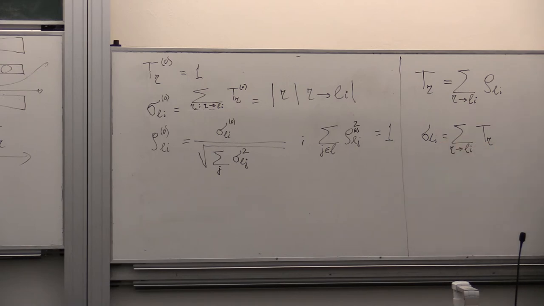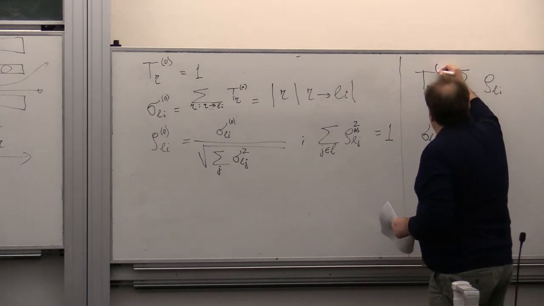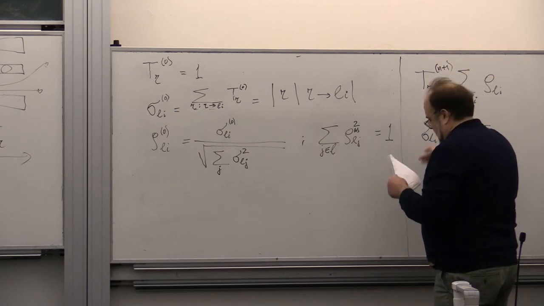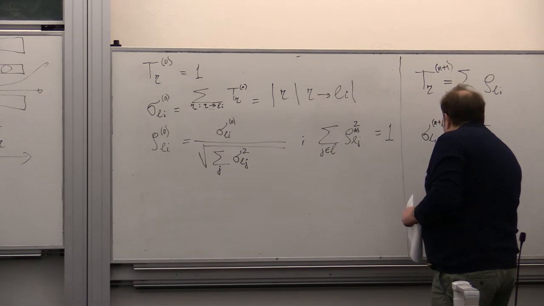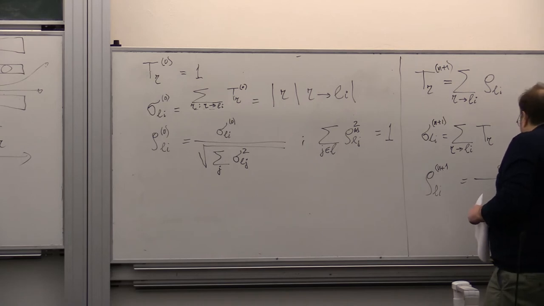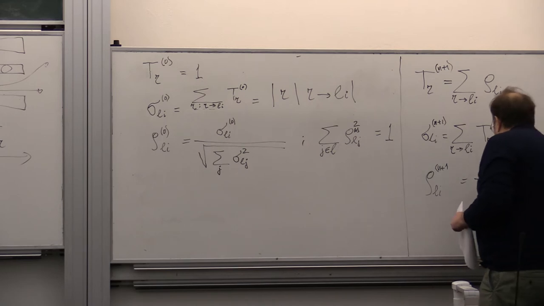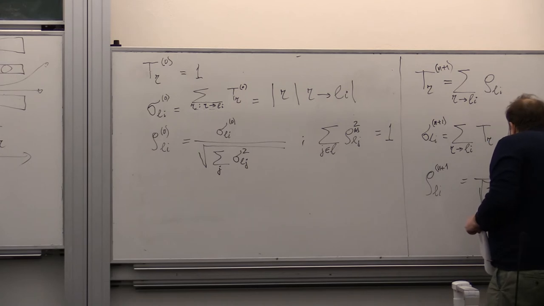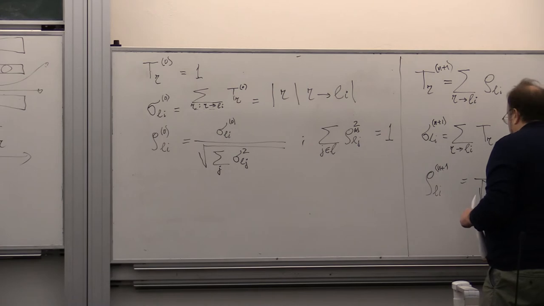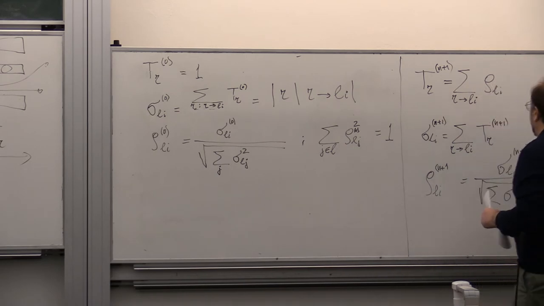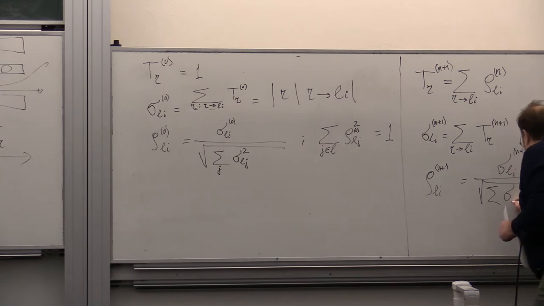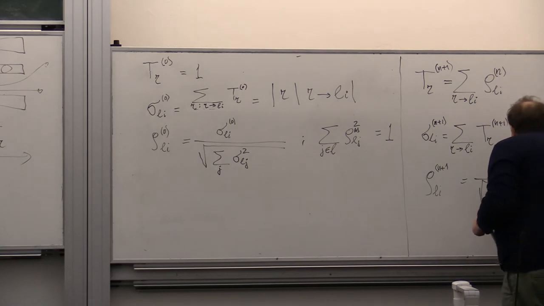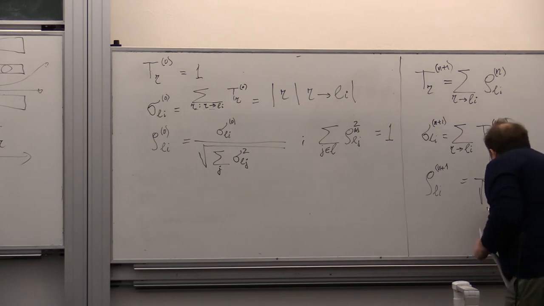But here, this sigma is the sum total of trustworthiness ratings of all the voters that voted for this object. And then, just like here, this will be T R n plus 1. And then rho n plus 1 Li is simply the normalization, so it's sigma Li n plus 1 divided by the square root of the sum of sigma Lj squared, where the n plus 1 index I will not write, so that j belongs to L.